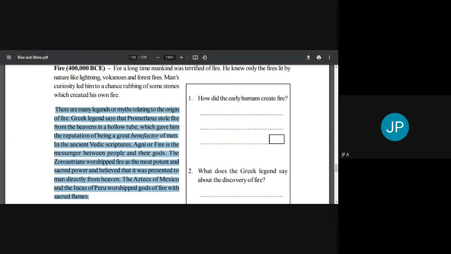So let us look at some of those legends which we have regarding the coming of fire into human life. How did fire come in and become a part of human life? That is what is discussed in this paragraph. I request Archana K to read this. Roll number 11.